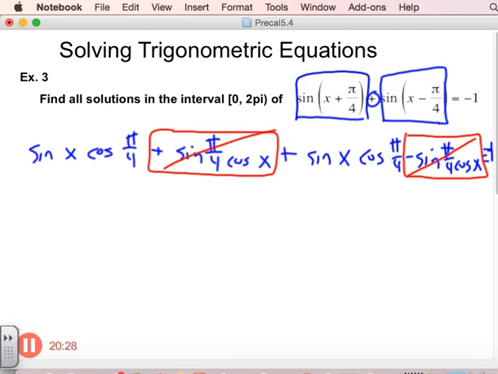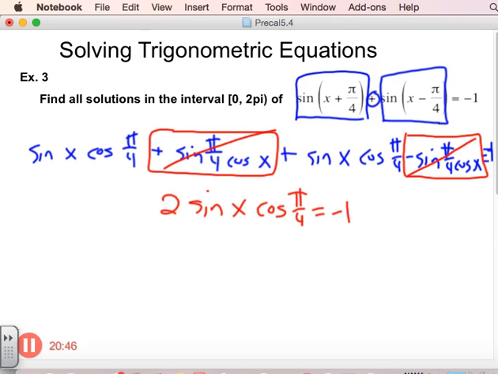So they're the exact same thing, so we can add them together and make two of them. So we can say 2 sine x cosine pi over 4, just like we would if it was x plus x, right? We've got something plus itself, so we can say two of those things.